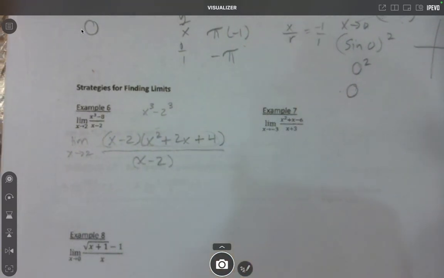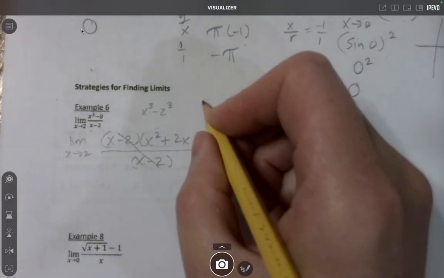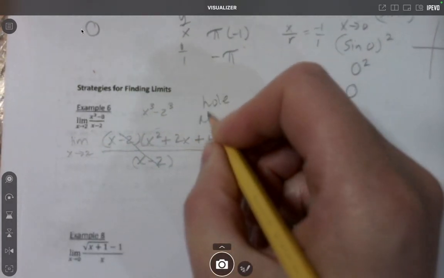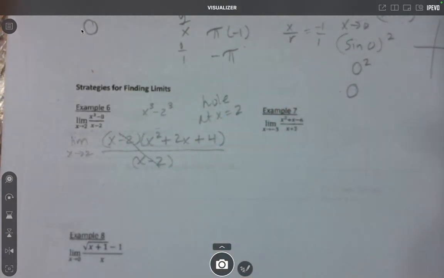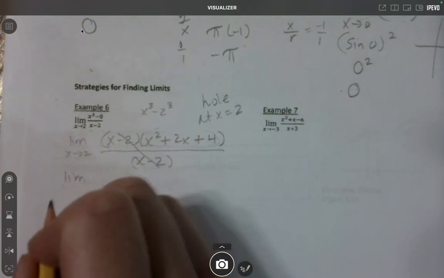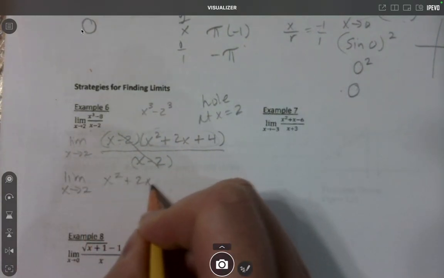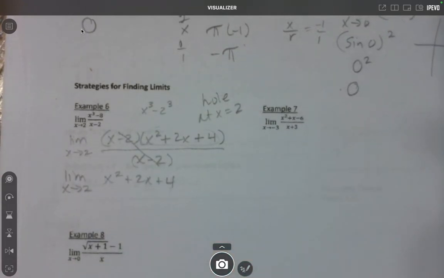So now I can see I've got a factor of x minus 2 in numerator and denominator. Remember, that means we have a hole at x equals 2. That's what that means, just to kind of go back and tie this into Algebra 2 and pre-calc. So I still have a limit in here because I have not directly substituted yet, of x squared plus 2x plus 4. At this point, I don't have a denominator.